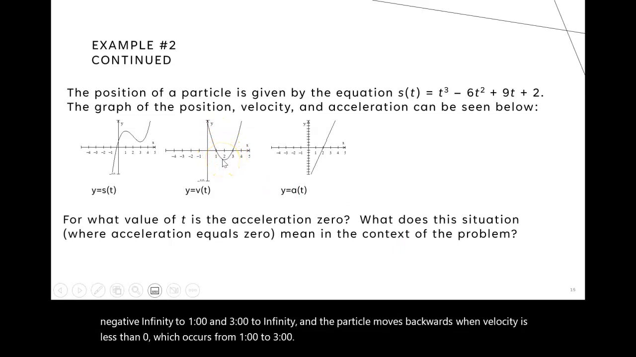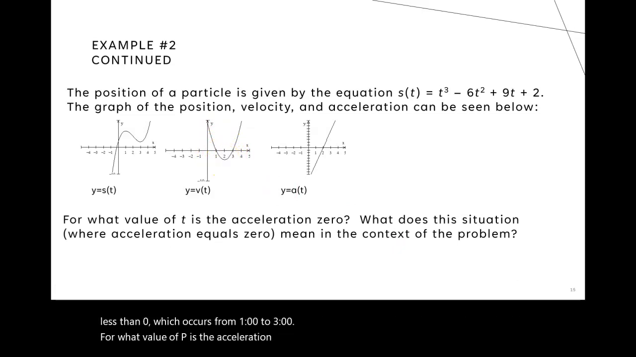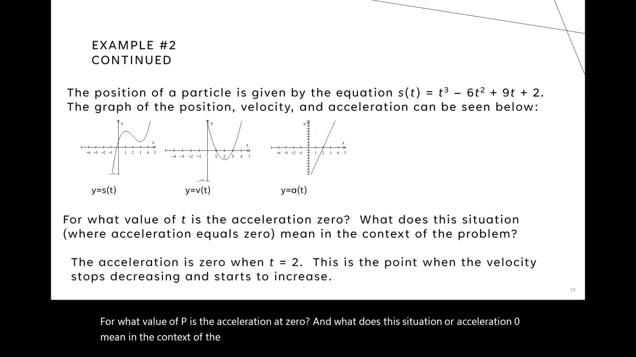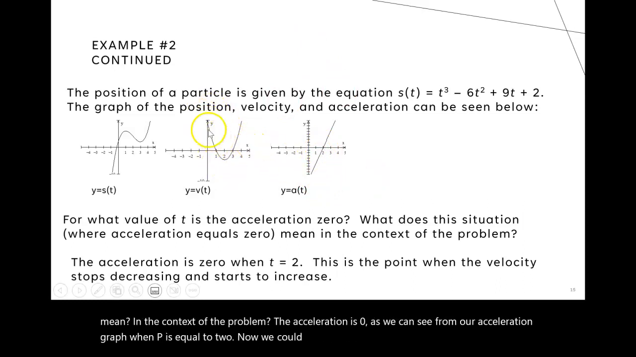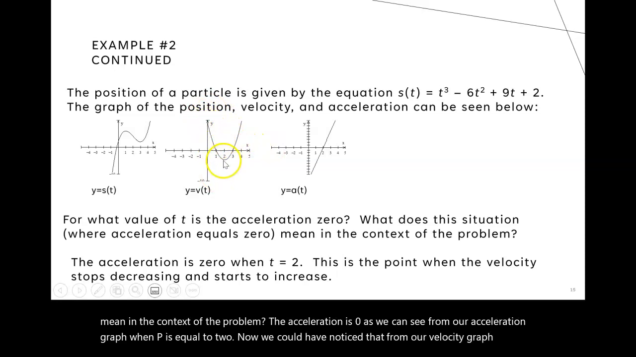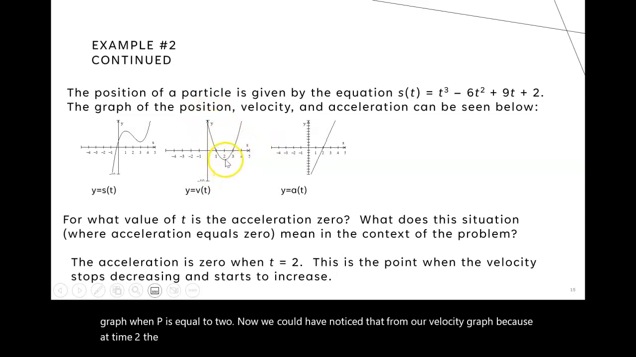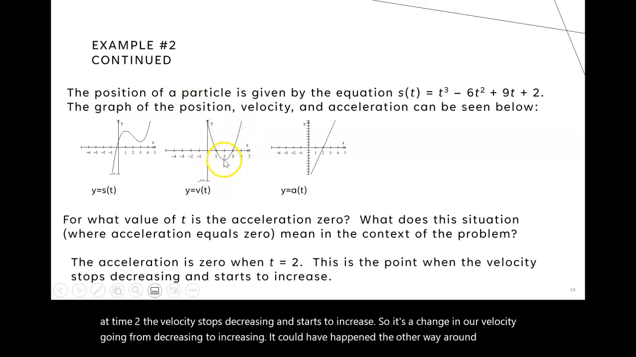Finally, for what value of t is the acceleration 0, and what does this situation where acceleration is 0 mean in the context of the problem? The acceleration is 0, as we can see from our acceleration graph, when t is equal to 2. Now, we could have noticed that from our velocity graph because at time 2, the velocity stops decreasing and starts to increase. So it's a change in our velocity going from decreasing to increasing. It could have happened the other way around, but that's what happened here.